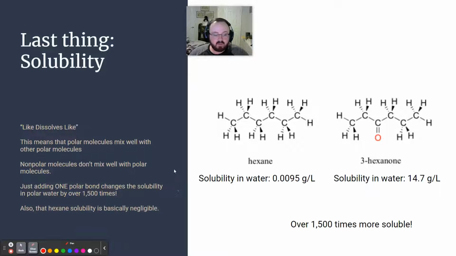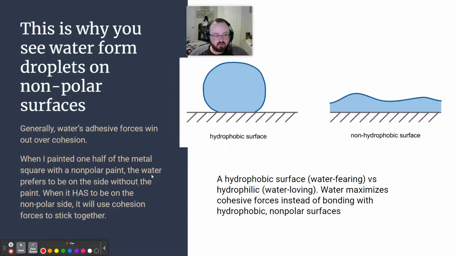The last thing we're going to talk about is solubility, and the big thing here is like dissolves like. Something that is polar will mix well with something else that is polar. Something that is nonpolar will mix well with something that is nonpolar. This is the same two molecules we saw before. Just adding one polar bond changes the solubility a lot, over 1,500 times. Let's go to the next page.